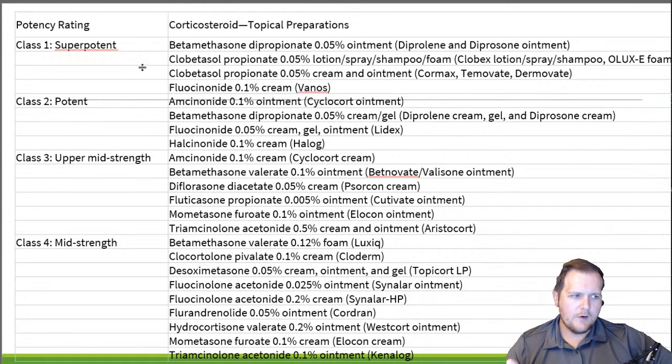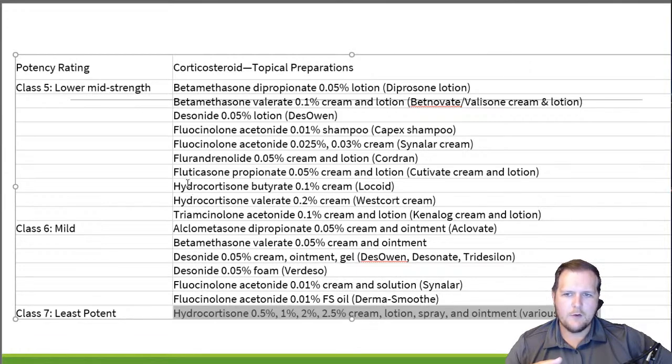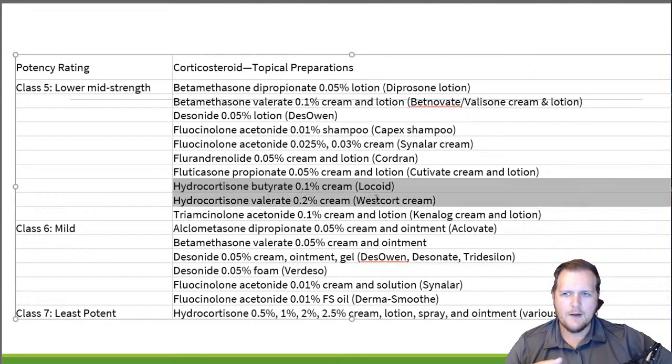Some of the things I want to point out, though, are not just the fact that increasing the concentration can affect the potency. Changing from a lotion to an ointment can increase the potency. Also note that sometimes the salt form makes a difference. For instance, if you just have hydrocortisone by itself, the base hydrocortisone, it's considered the least potent. But if I have hydrocortisone butyrate or hydrocortisone valerate, now it becomes a lower mid-strength one.